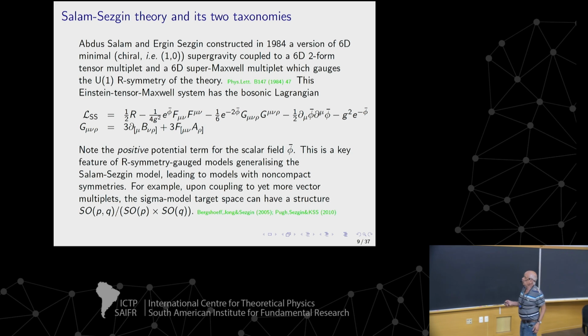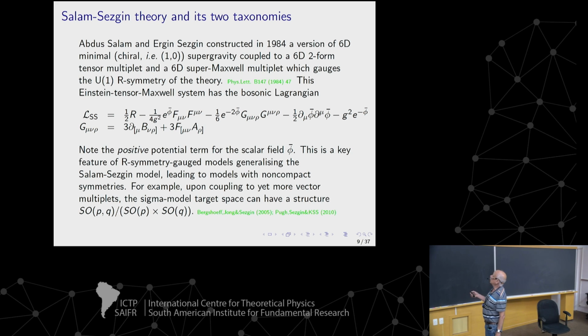What you get when you do that is, in the 6 dimensions, this Lagrangian. Okay, you have the Ricci tensor for gravity. You have the vector field for the Maxwell multiplet. The tensor multiplet, of course, has a 2-form tensor, and it has a 3-form field strength, which now involves this sort of transgression mixing with the 1-form of the Maxwell multiplet. And there's a scalar field. And the important thing is this last term, there's a potential for the scalar field.